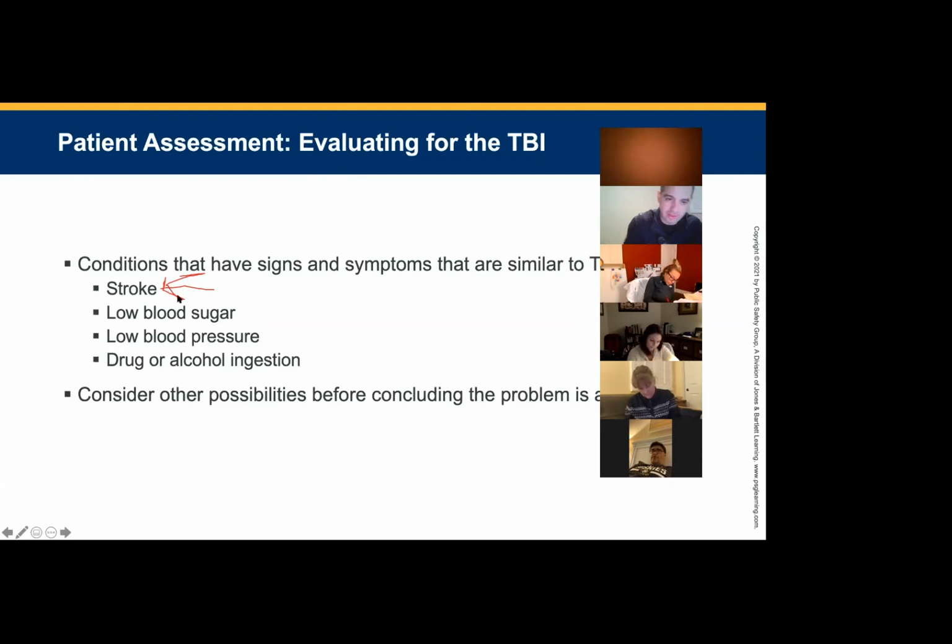Or a brain bleed. That's what I'm trying to say. Stroke, basically, is a brain bleed, right? Strokes tend to occur because of medical issues, whereas we're talking about traumatic brain injuries in this case. Low blood sugar can most definitely make you think that the individual has a traumatic brain injury. So can low blood pressure and drug or alcohol ingestion. So we want to consider these causes before we consider whether the patient has a true traumatic brain injury.